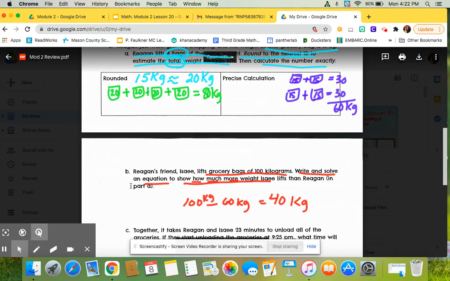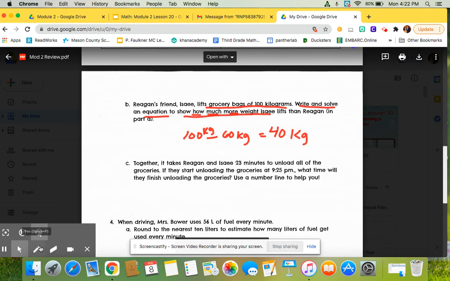Let's scroll on down to see. Together, it takes Reagan and Izzy 23 minutes to unload all of the groceries. If they start unloading the groceries at 9:25 p.m., what time will they finish unloading the groceries? And you can use a number line to help you. Again, this is a suggestion. You do not have to use a number line if you don't want to.